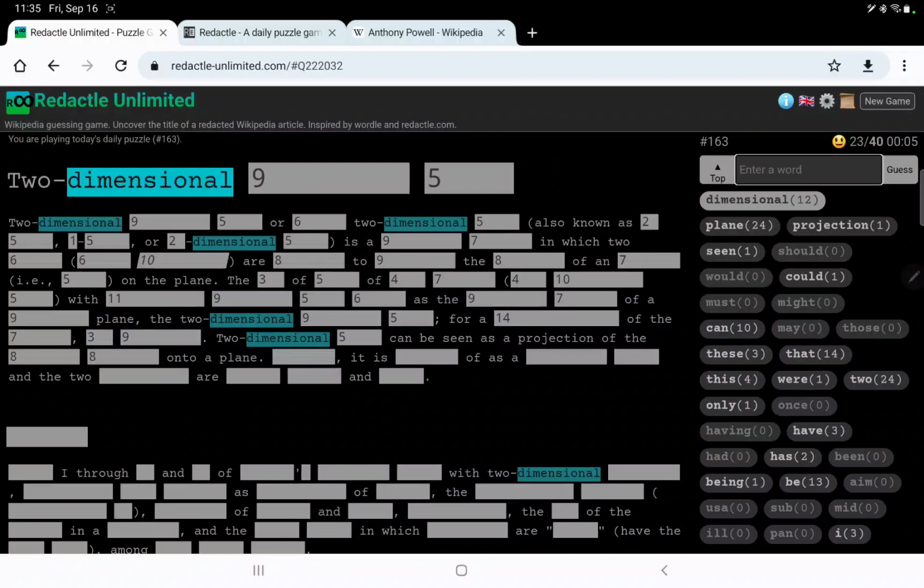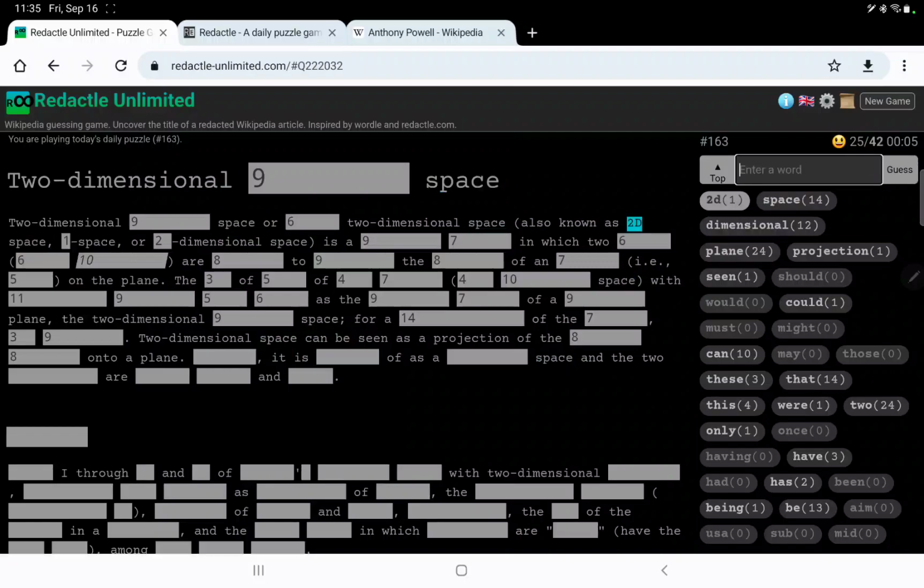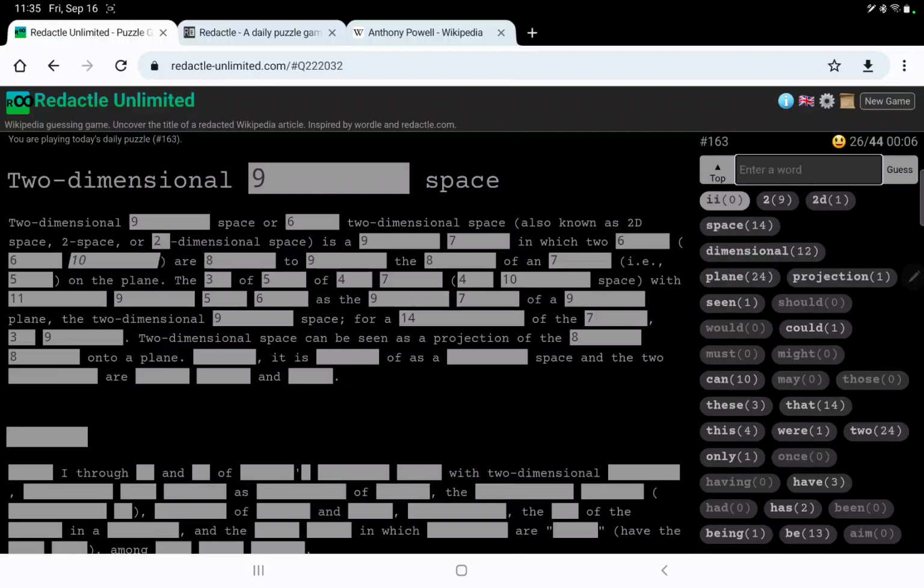Yes, two-dimensional 9, 5. Is it space? Is that the 5-letter word? Yes, two-dimensional something space, also known as 2D space, I suppose. 2 space, is it called? Yes. I don't know what the 2-character dimensional, would it be II? No. Is a 9, 7 in which 2 maybe planes? No, 2 points?